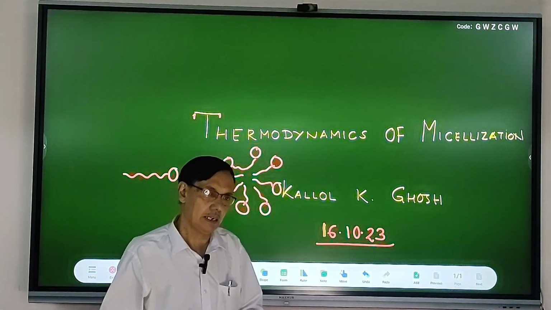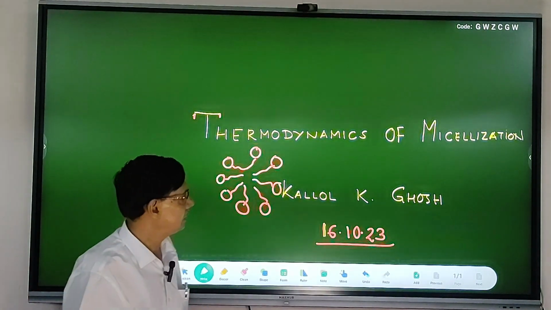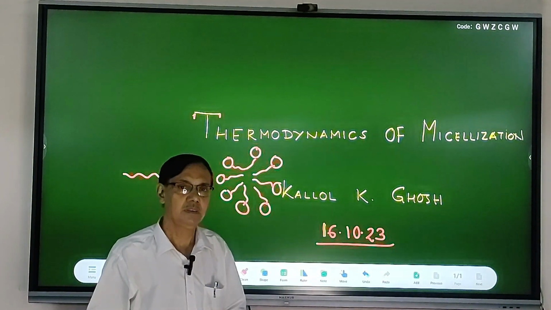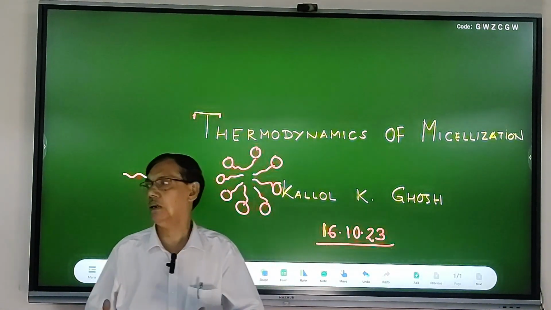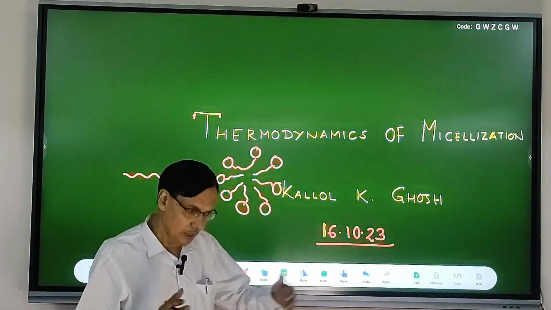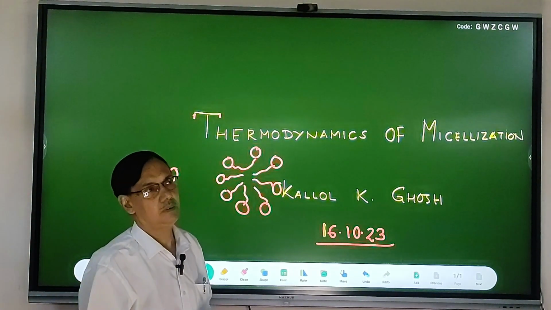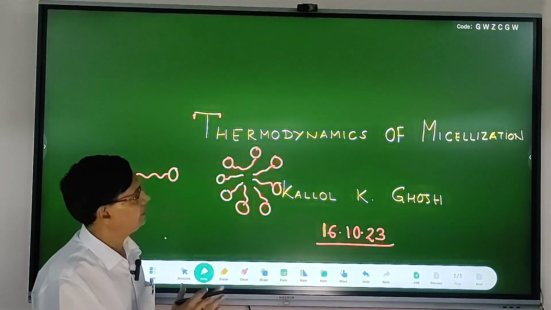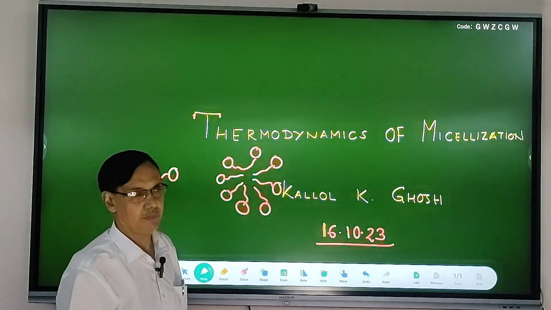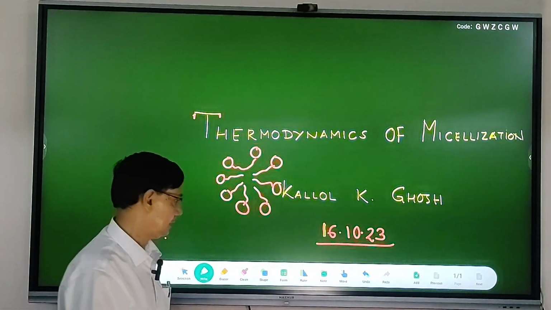Basically, there are two models available in the literature. One is called mass action model and another is phase separation model, or sometimes it is called pseudo phase model. So today I will discuss both the models, and bear in mind that you should determine the mass action model or phase separation model for ionic surfactant as well as the non-ionic surfactant.